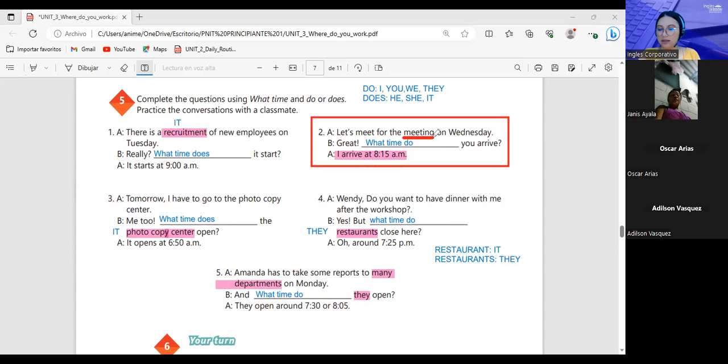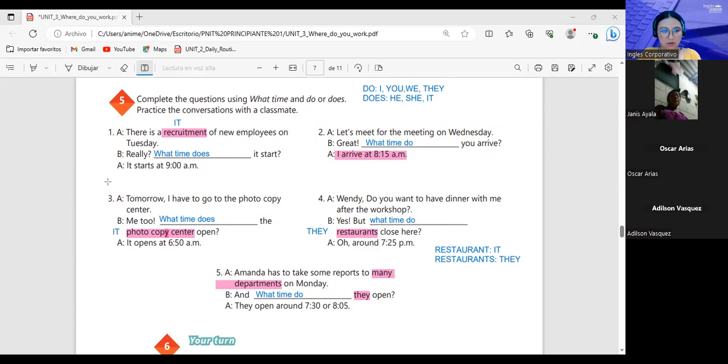Vaya, repasemos esta. Meeting. Meeting. Meeting. ¿Qué está preguntando en la dos clase? Let's meet for the meeting. For the meeting. Meet, meeting. ¿Qué será meet en meeting? What's that? Reunión. Ajá, meeting. Reunión. Meet. Reunámonos, dice acá. Para la reunión. ¿Cuándo? On Wednesday. Oh, mira la preposición. On Wednesday. Great. Yes. Repasemos esa. What time do you arrive? I arrive at 8:15 a.m. There we go. Next one.